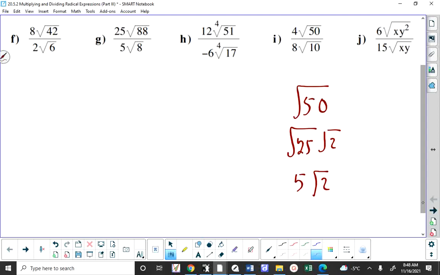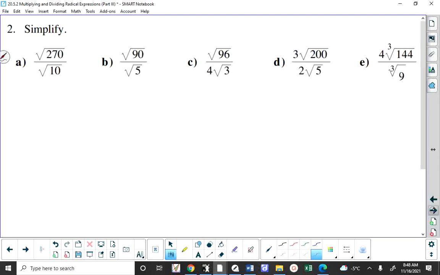Now, I don't believe that any of the questions in number 1 would leave you with a radical in the denominator. Nor do I believe any of the ones in question 2. Does 9 divide into 144? Can you help me out here? I think it must.